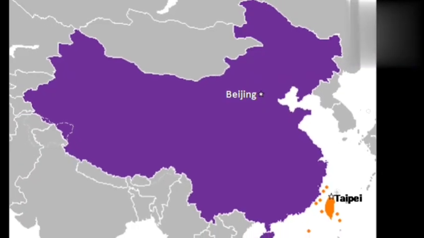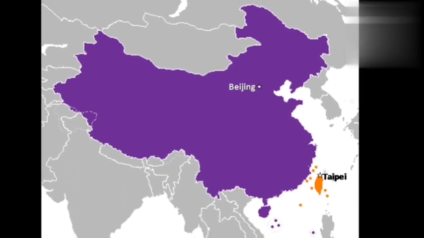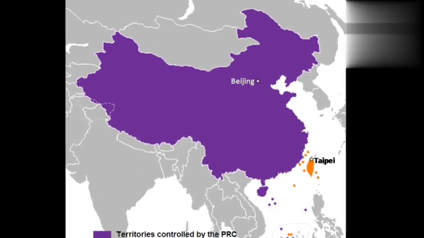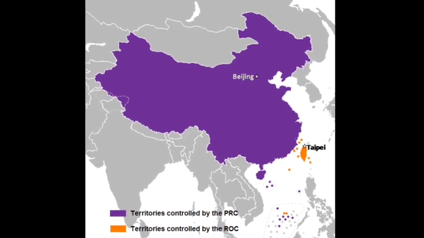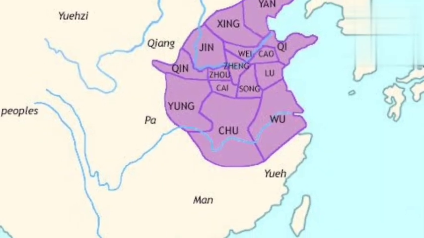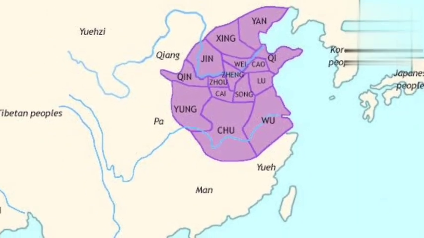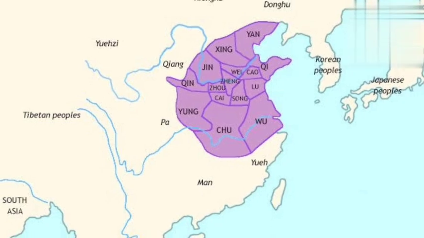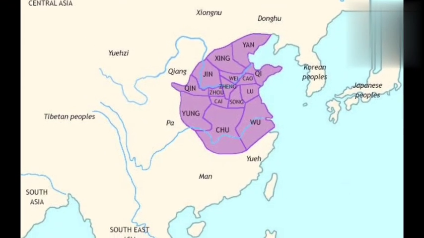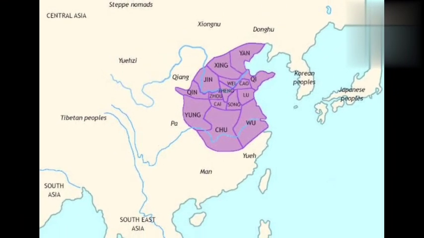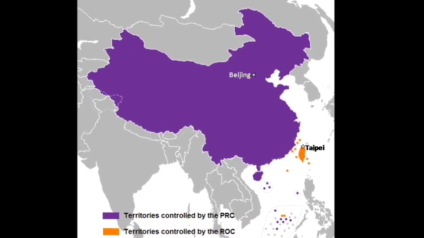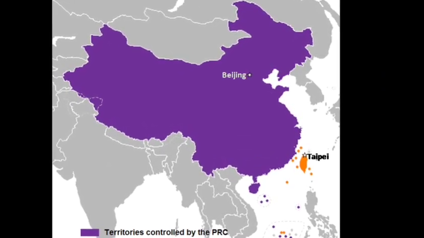One of the main factors driving this movement towards reunification is the increasing economic interdependence between the mainland and Taiwan. This interdependence is manifest in the growing trade and investment ties between the two sides, as well as the increasing number of mainland Chinese tourists visiting Taiwan.